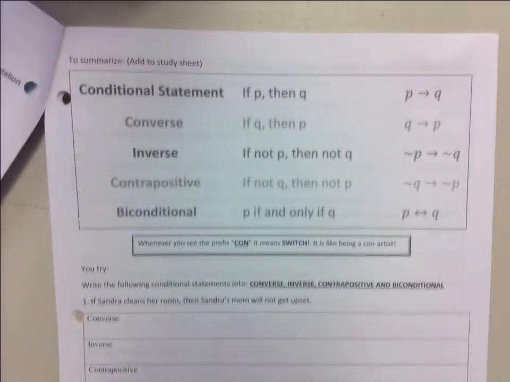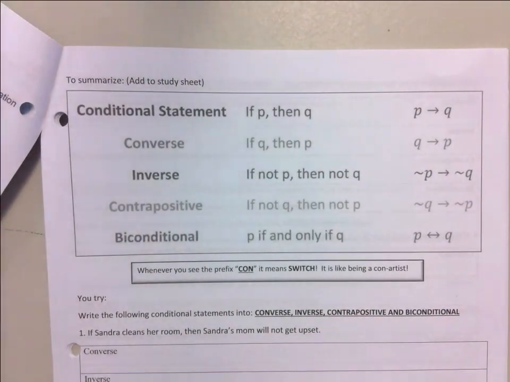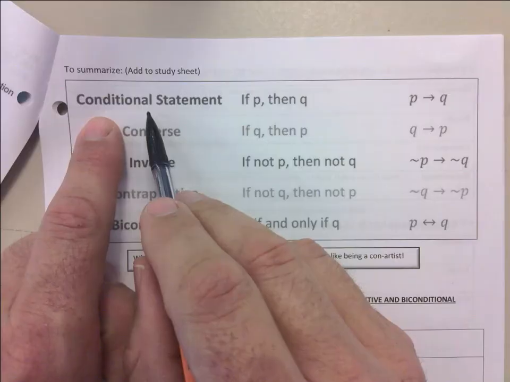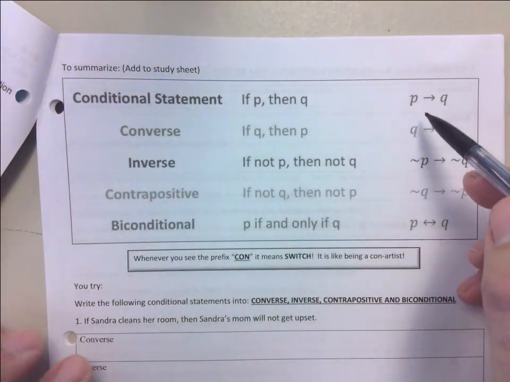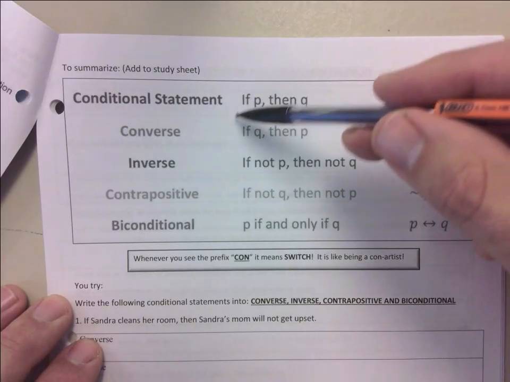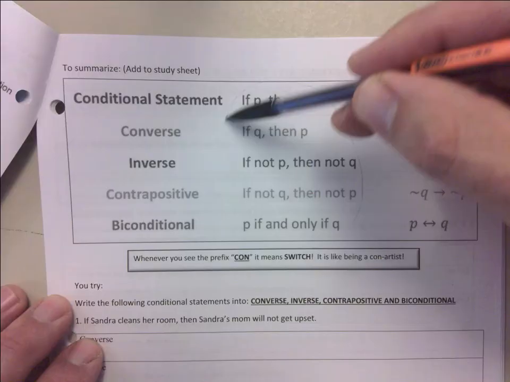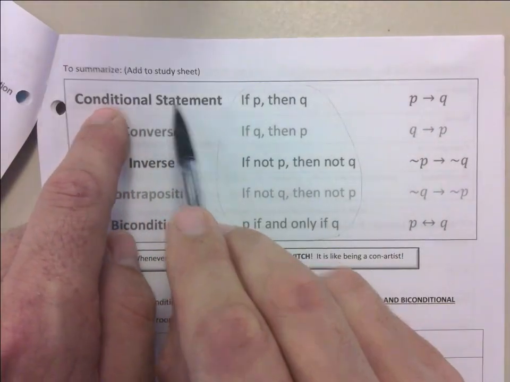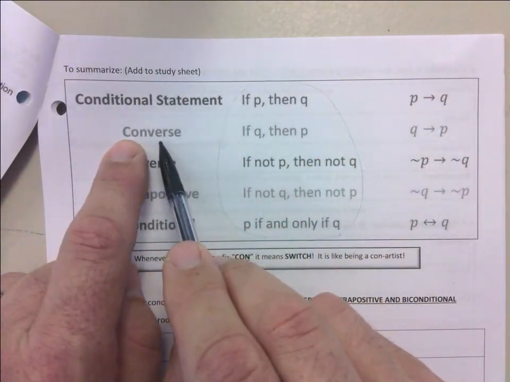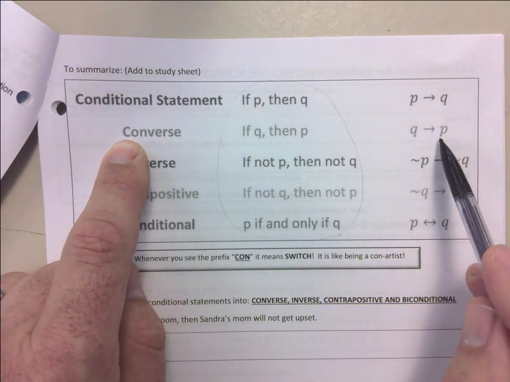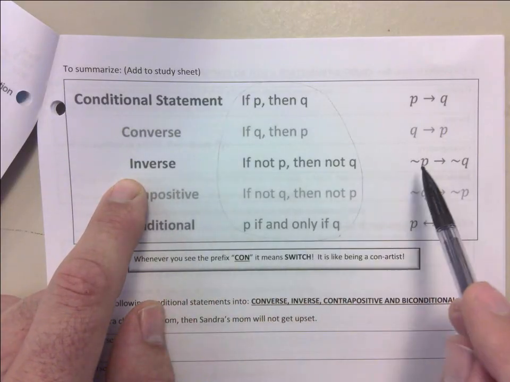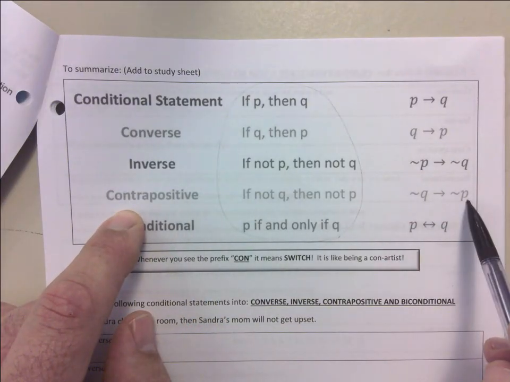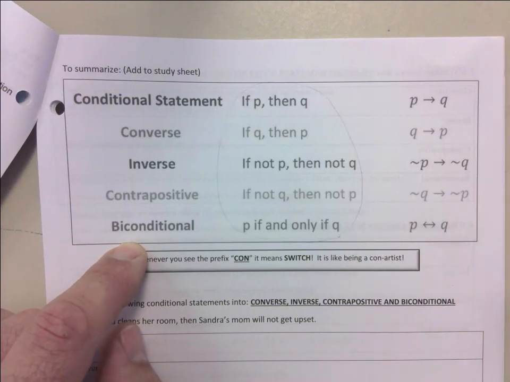Go to 48. So to turn a statement into a conditional, you got to go if then. I don't know if you need this part on your study sheet. I don't think you, after practicing a couple, you shouldn't. I would just have conditional, then that. Converse is flipping, right? You flip the P and the Q. Okay? Inverse is not P, not Q. Contrapositive, not Q, then not P. Biconditional is double arrow like that.